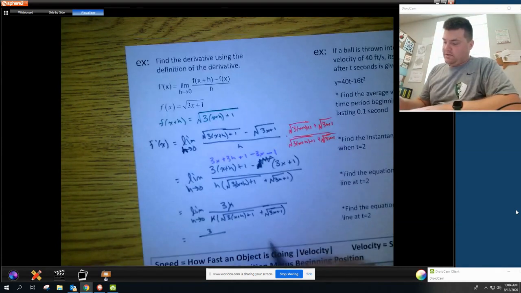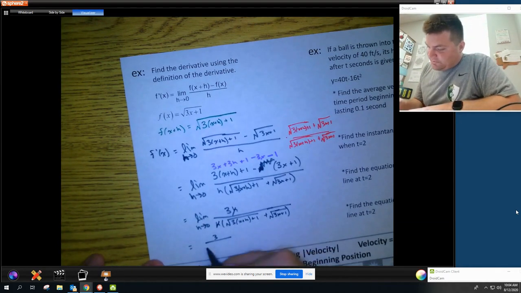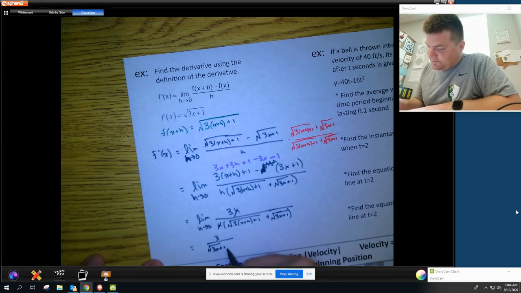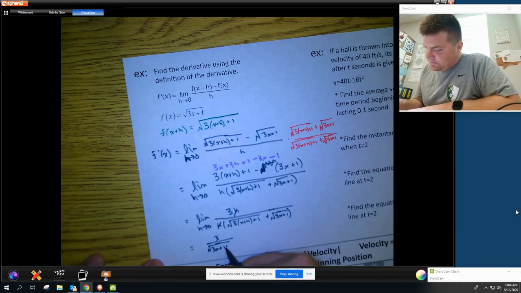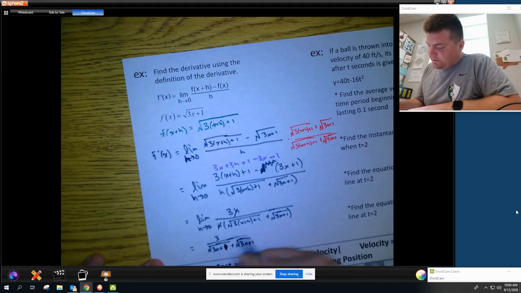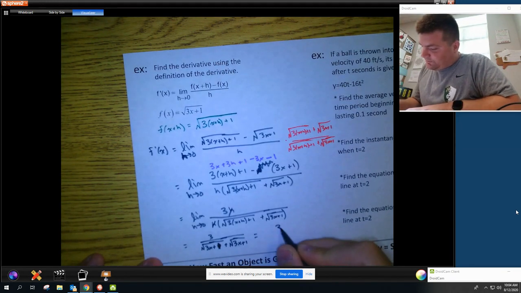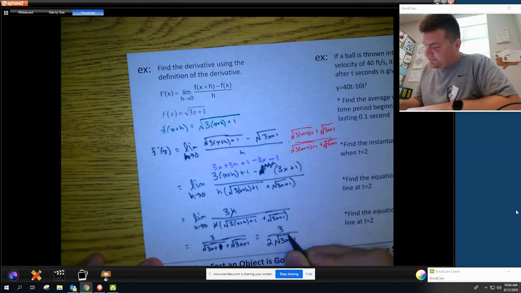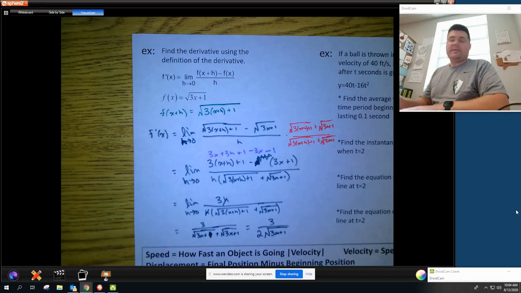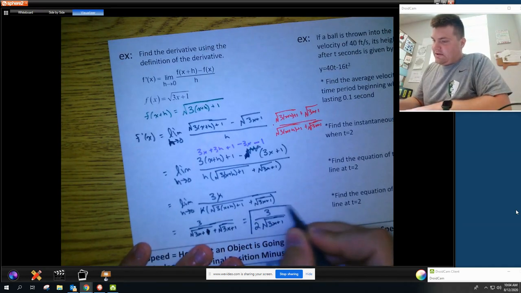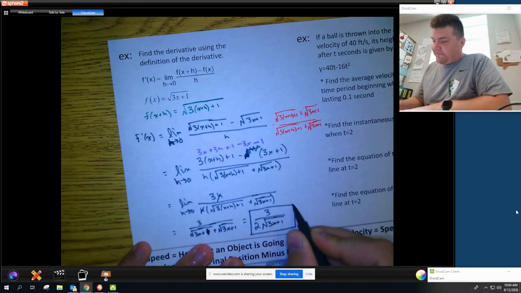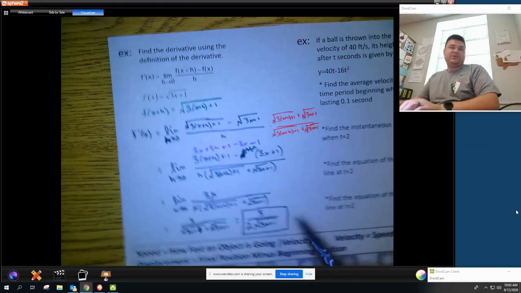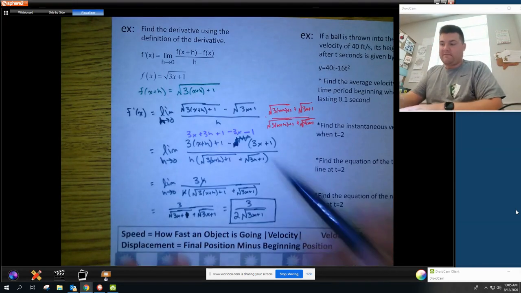So I'm going to get 3 over, I'm going to plug in a 0 for h. I'm going to get 3x plus 1 plus 3x plus 1. So my final answer is going to be 3 over, there's 2 of these, 3x plus 1s. And that's how you find the derivative, or the function of the rate of change of this function right here.